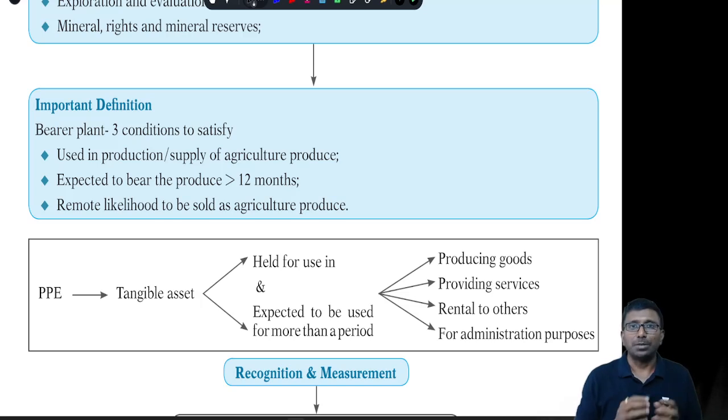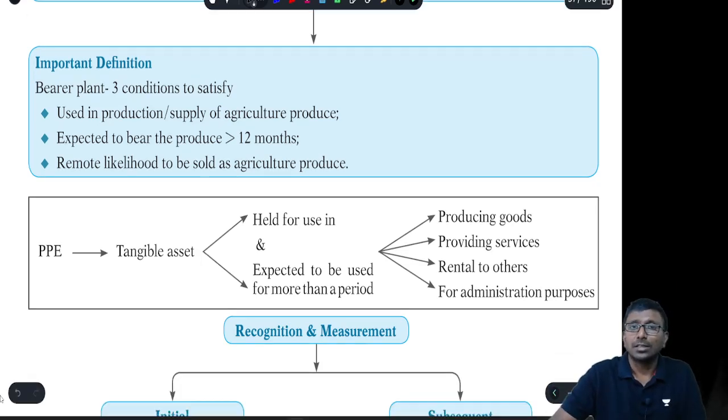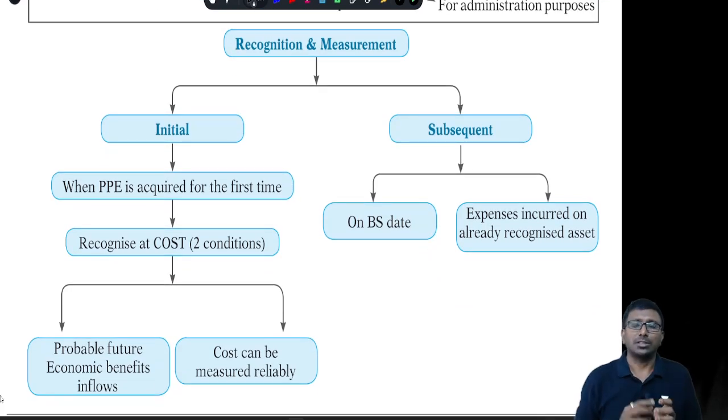Okay, and what is PPE? PPE is a tangible asset which is held for producing goods or providing services, or for rentals or administration purposes, and where the expected life is more than one year, which is 12 months, right? So when it comes to recognition and measurement, when do you recognize it? The recognition conditions are obviously two. One is the PPE definition, it should be satisfied, that is more than 12 months period basically. The second condition includes the two conditions of an asset, that is there should be future economic benefits inflow, and cost or value that can be measured reliably. Then yes, you can recognize the asset.